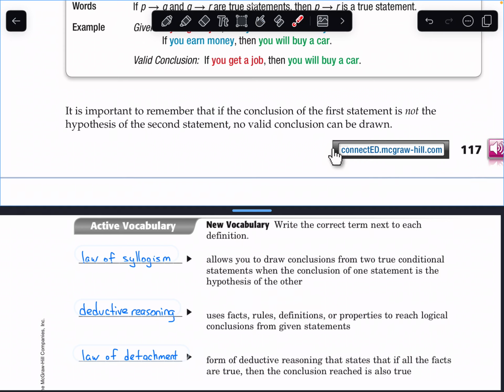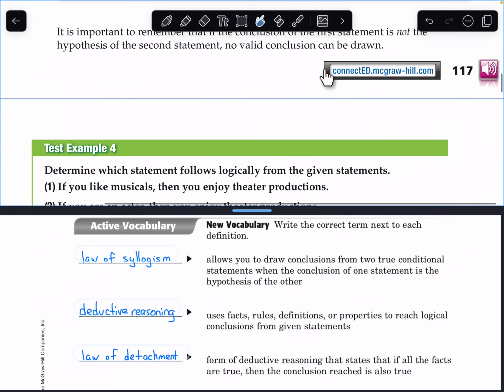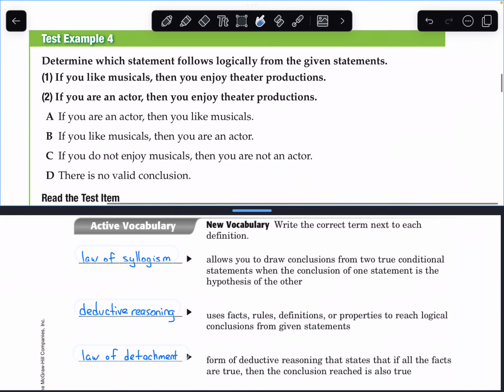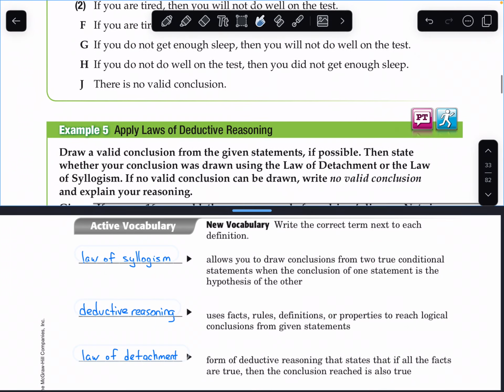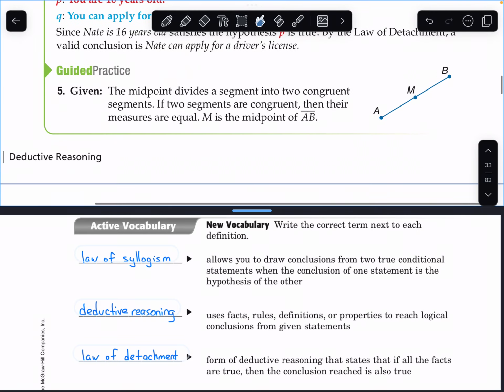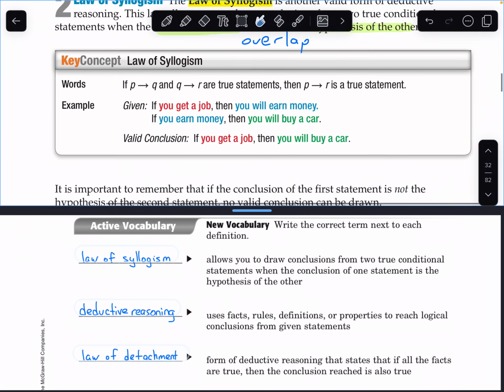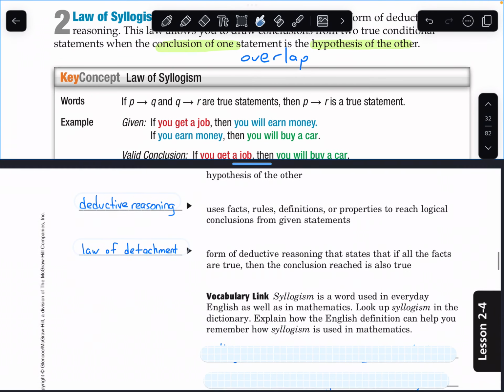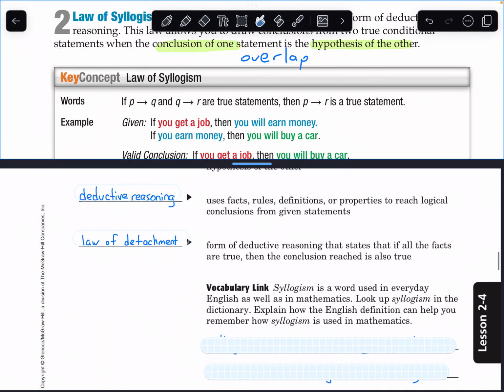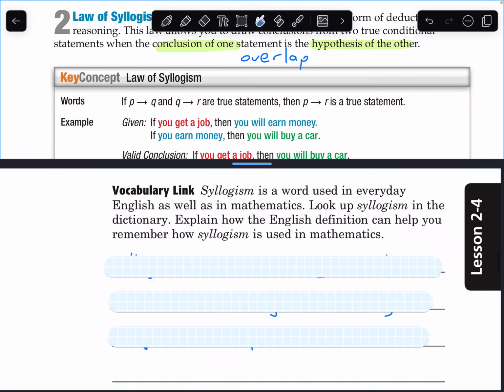It is also important to remember that if the conclusion of the first statement is not the hypothesis of the second, no valid conclusion can be drawn. You have to have that overlap. You have to be able to cut out the middleman, create the shortcut. So we'll compare some examples and non-examples in part 2, and that is the entirety of the text. And also, that finishes the active vocabulary. Let's see the vocabulary link.